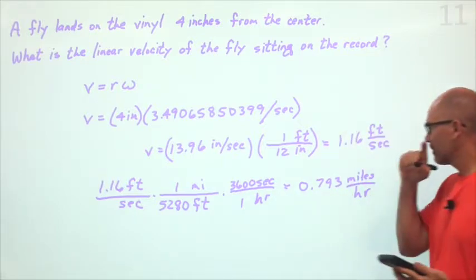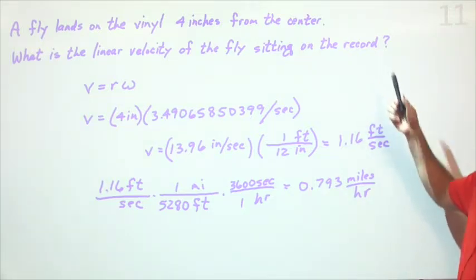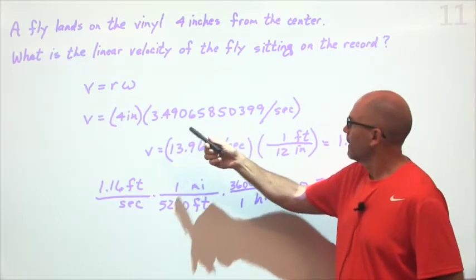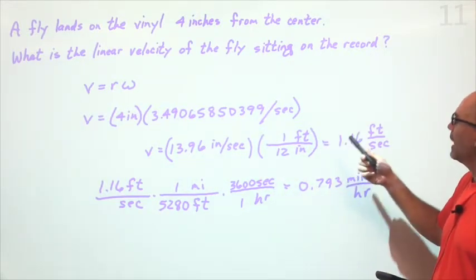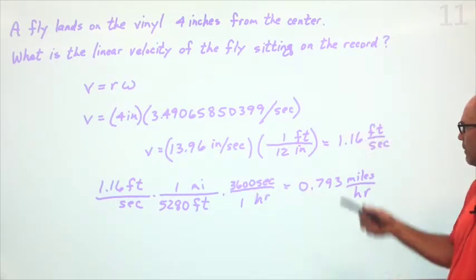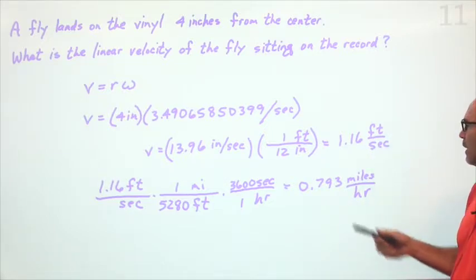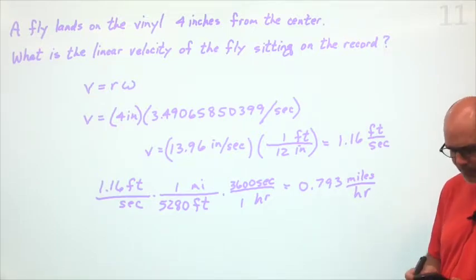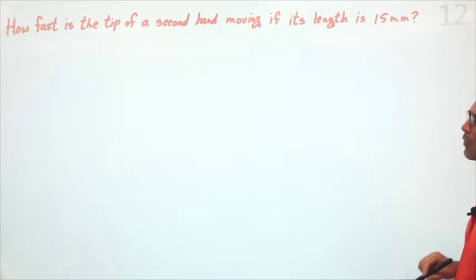miles per hour. So if the fly is on the vinyl record 4 inches from the center, it's traveling 13.96 inches per second, which is 1.16 feet per second, which is a little less than a mile per hour. Okay. Cruising onward.